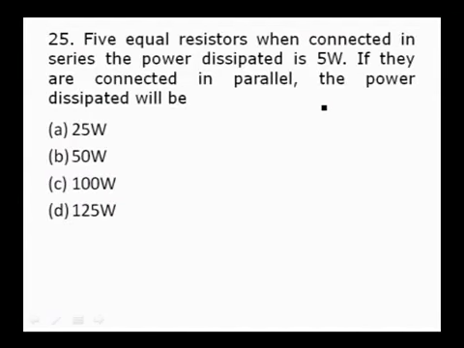Question number 25. 5 equal resistors, when connected in series, the power dissipated is 5 watt. If they are connected in parallel, the power dissipated will be: A, 25 watt; B, 50 watt; C, 100 watt; and D, 125 watt. Okay.